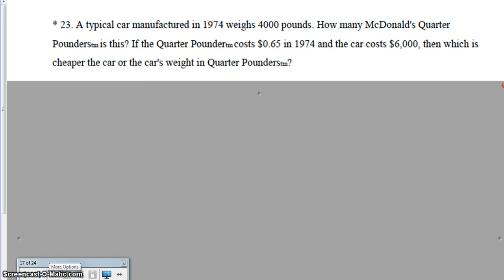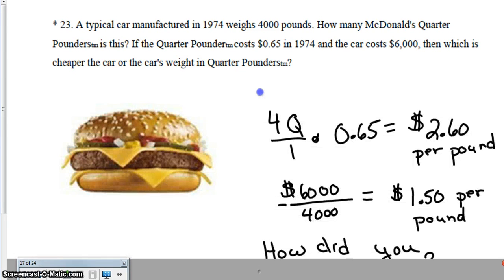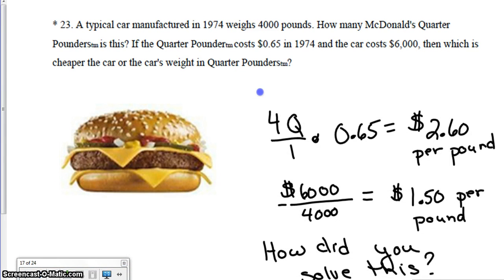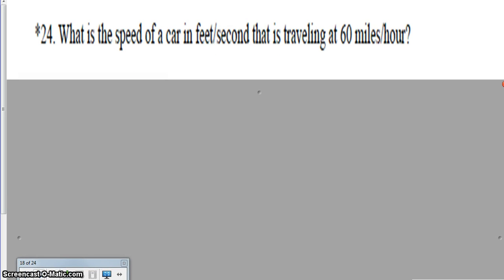This is a very curious question. There are several ways that you can solve it. I've solved it one way, and then we'll see and discuss in class if you have the same answer. Speed of a car in feet per second that's traveling 60 miles per hour.